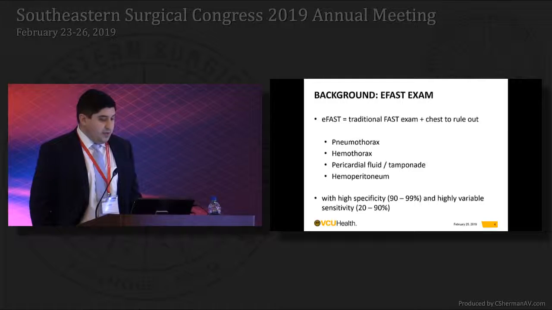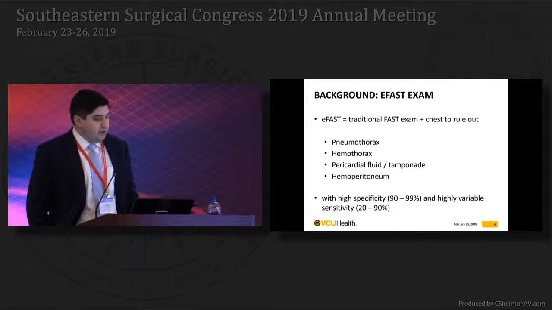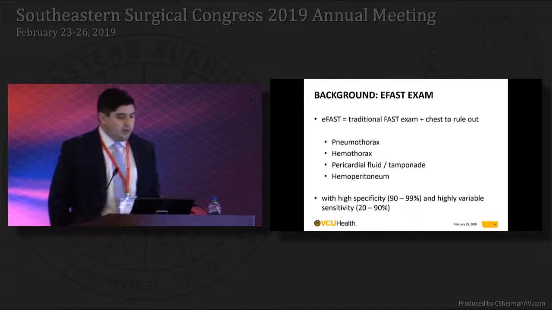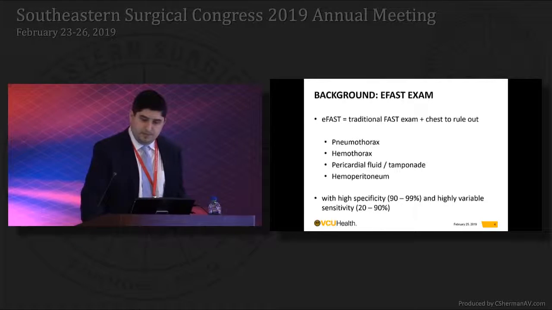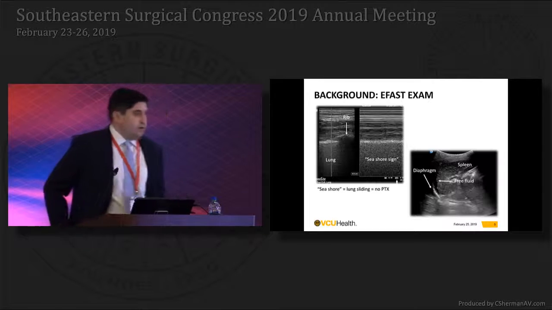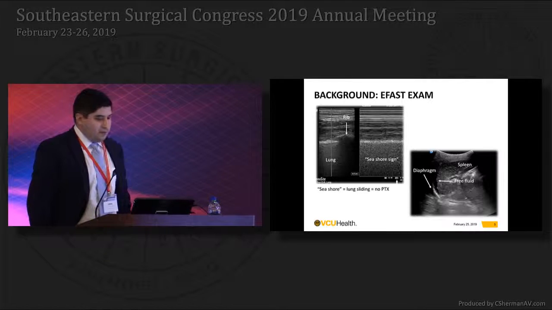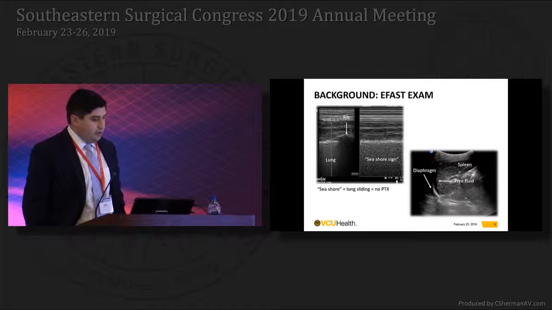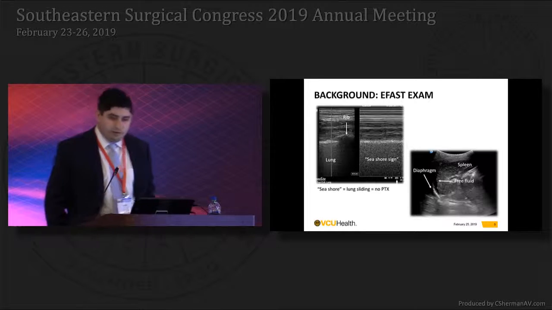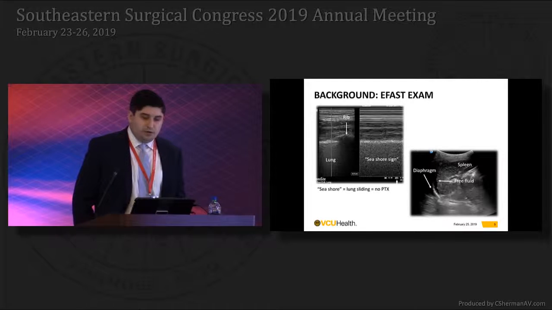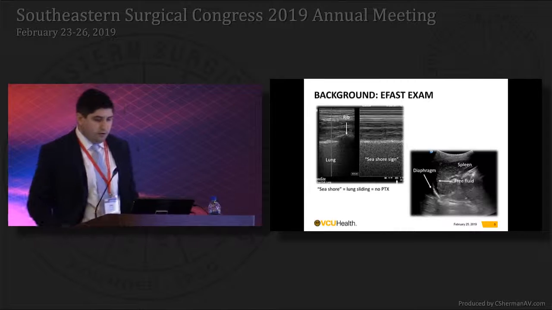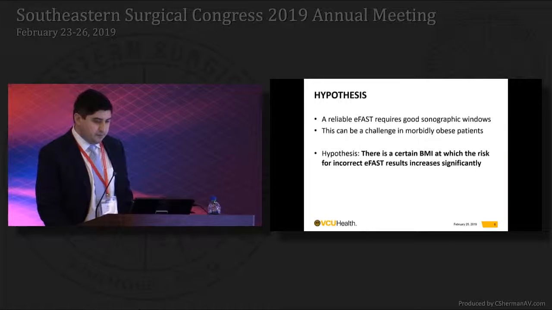Data shows it to be highly specific, but the variability across the country shows that the sensitivity varies widely, from 20% to 90%. So here's 2 representations of what we see when we do the EFAST exam. On the left side of your screen is going to be your thoracic window looking for pneumothorax and hemothorax. On the right side of your screen is going to be an abdominal window looking for intra-abdominal bleeding.